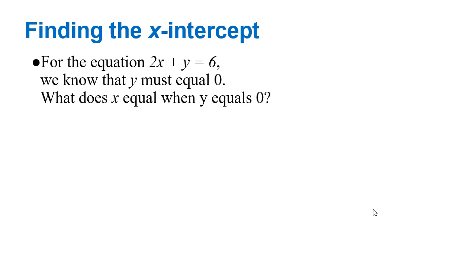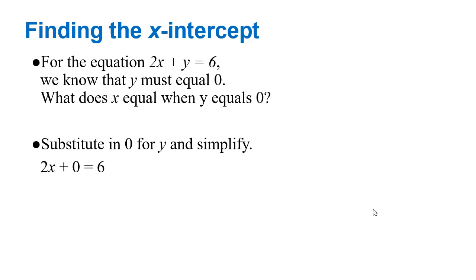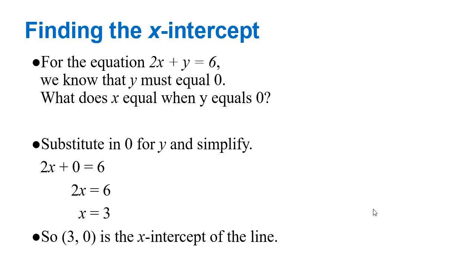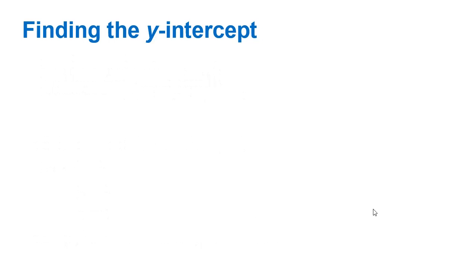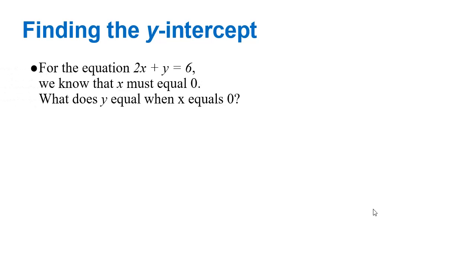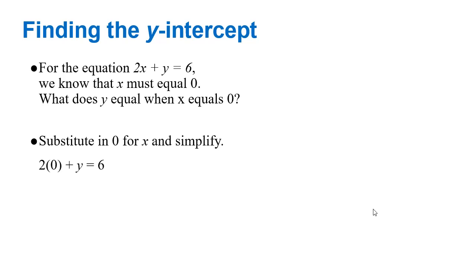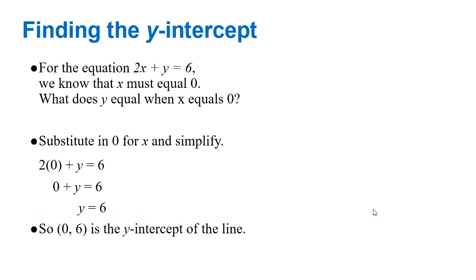Now, finding the x-intercept is pretty easy. All you've got to do is replace the y with a 0 and then solve for x. So in this case, if I replace the y with a 0, it's going to say 2x equals 6, and then x is going to be 3. My x-intercept is going to be (3, 0). And then if you want to find the y-intercept, all you've got to do is the same thing, only you're going to replace the x with a 0. In this case, if I replace the x with a 0, it's going to say y equals 6. My y-intercept is going to be (0, 6).